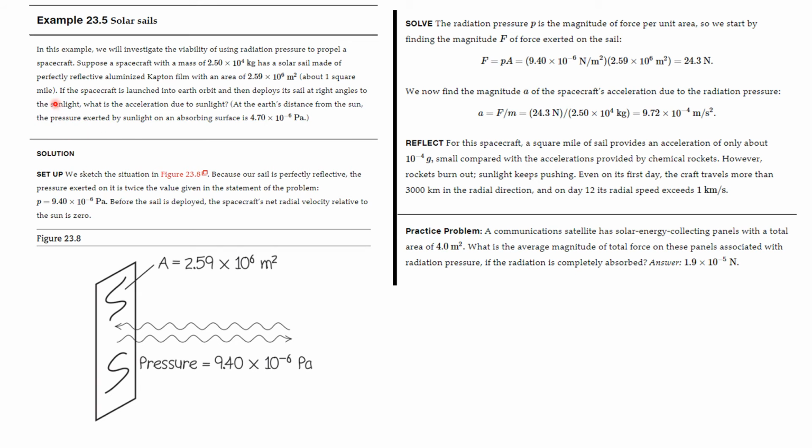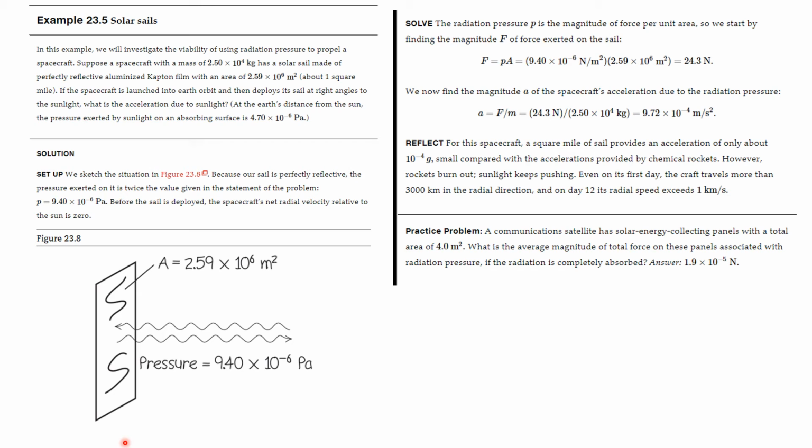And that's a square mile. Now this is a very big solar cell. But if the spacecraft is launched into Earth orbit and deploys its sail at right angles to the sunlight, it gets all of this. At the Earth's distance from the sun, the pressure exerted by sunlight on an absorbing medium is 4.7 times 10 to the minus 6 pascals. We did this calculation before.